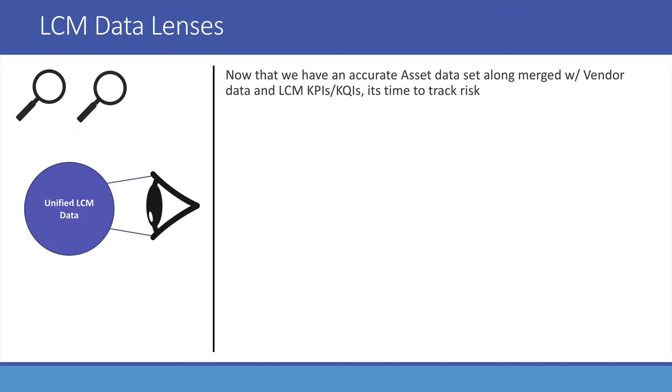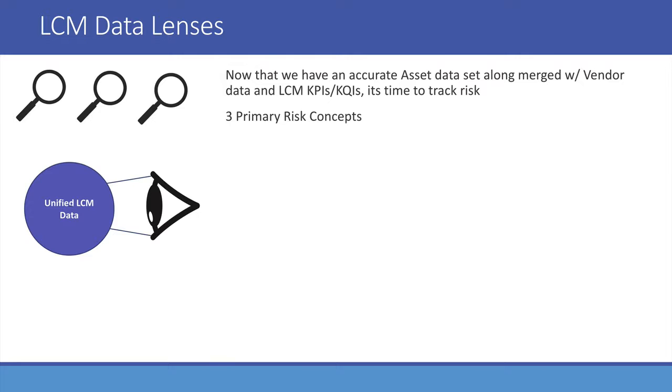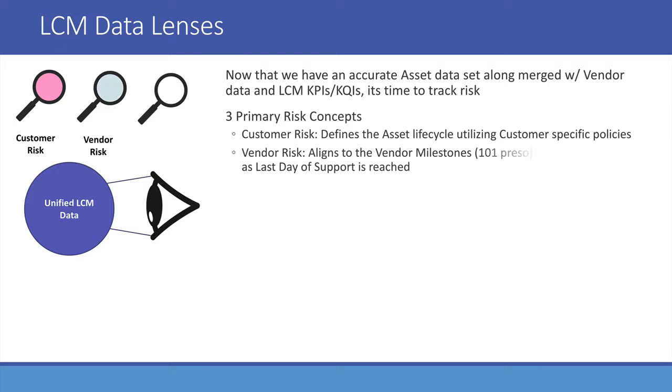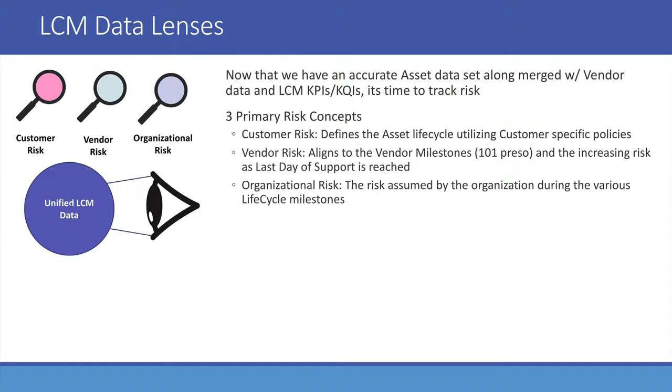So we're going to be introducing the concept of lenses. Think of a lens as something that you put over your unified LCM data that allows you to look at it from a particular perspective or particular context. Today we're going to be talking about three primary risk concepts or risk lenses that you can apply to unified LCM data to reveal from different contexts where you carry risk. And that is customer risk, vendor risk, and organizational risk. So let's begin with the customer risk lens.